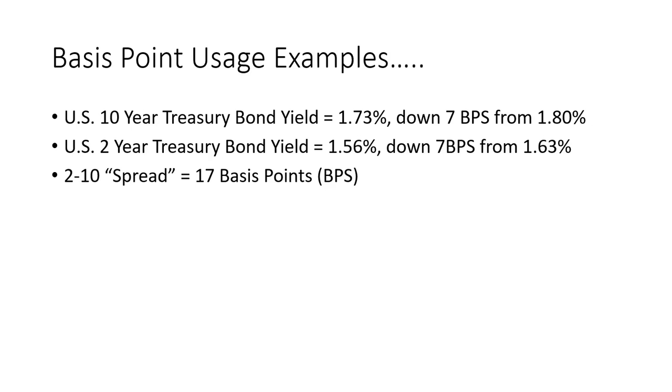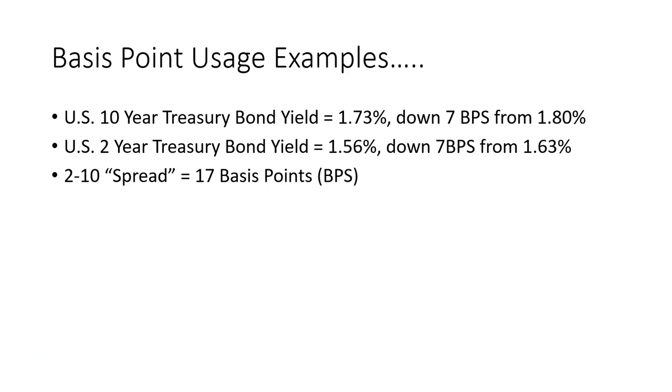Now let's take a look at some basis point usage examples. Let's say the U.S. 10-year Treasury bond yield is 1.73%. You could also say that it's 173 basis points. It's the same thing, you're just saying it in two different ways. And let's say that the 1.73% yield is down 7 basis points from, let's say, a week ago, where the yield was 1.8%. So in this example, the U.S. 10-year Treasury bond is paying 1.73%, down 7 basis points from 1.80%.